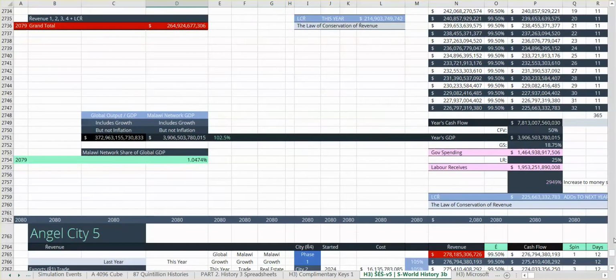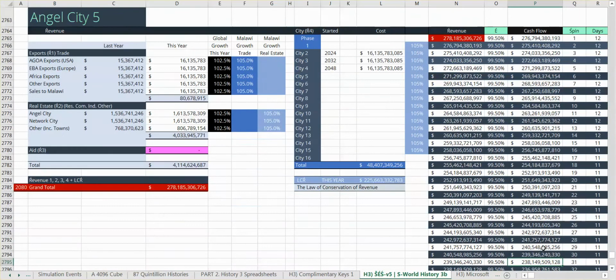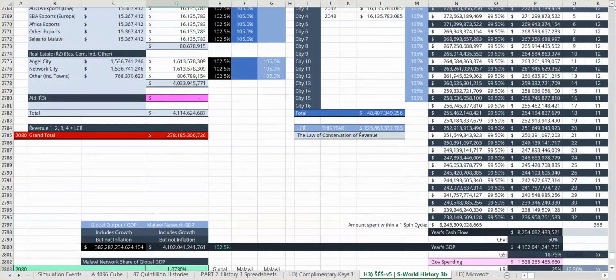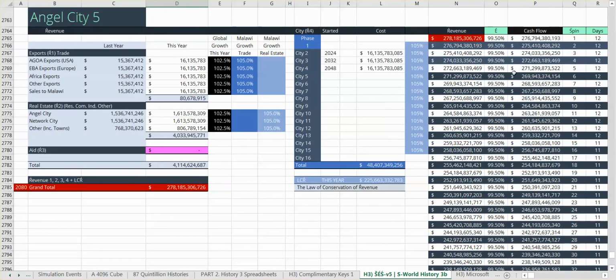Angel City 5, 2080. 1.0, 1% of GDP. So we have our 3 cities, we have nominal trade, we have this real estate that if we just take it away, the figures change by we take 10% off of the cash flow. And it's not an accruing thing that really changes things that much.